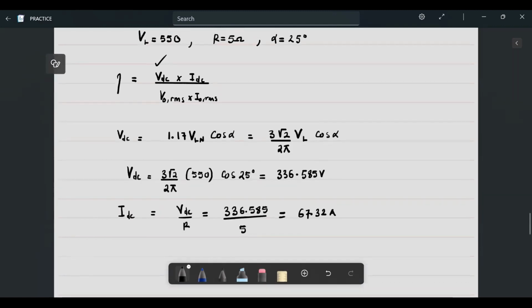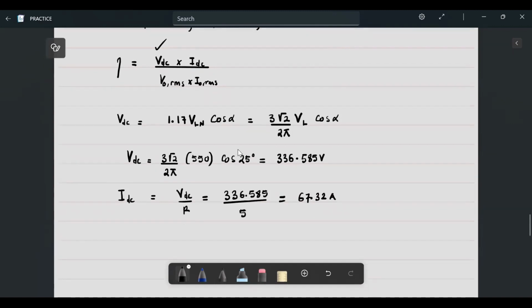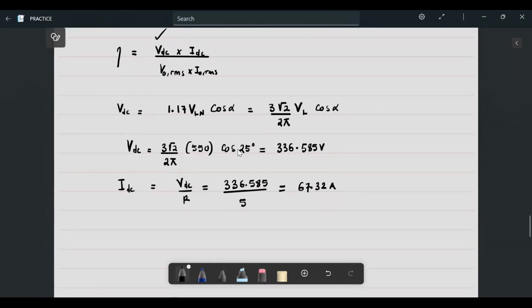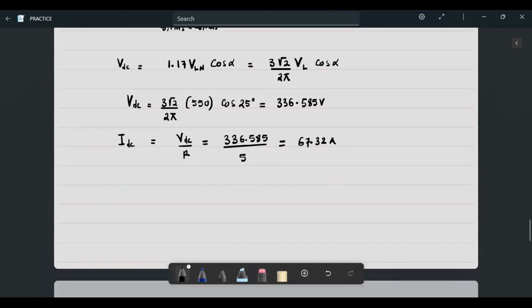Now let's do the numerator or denominator. So we're done with the numerator. Now let's do the denominator. So how can you find V output RMS, I output RMS? It's a trick. For output RMS voltage it also involves integration, but there's just a formula that you can remember, right?